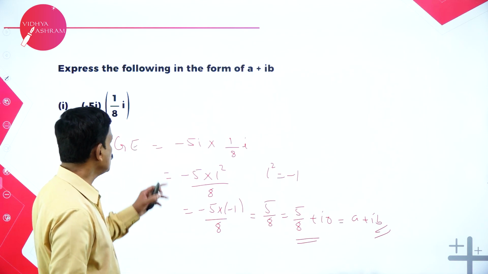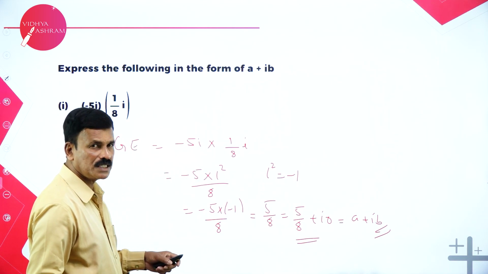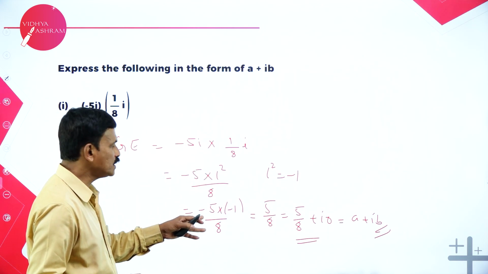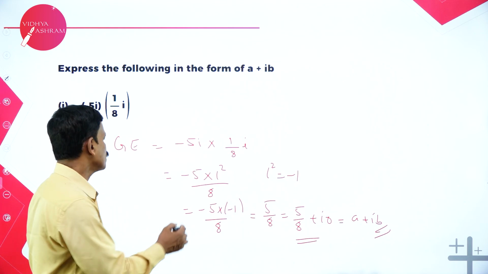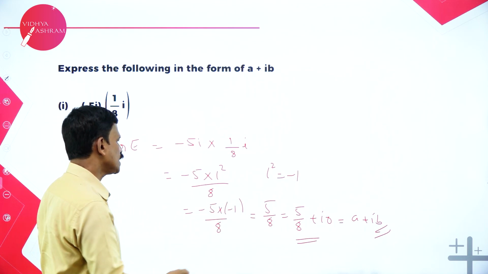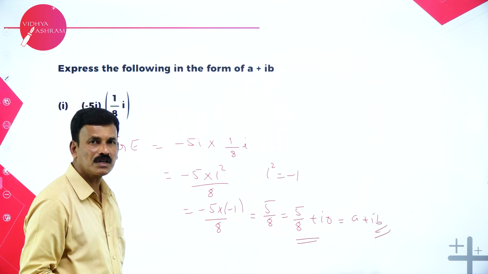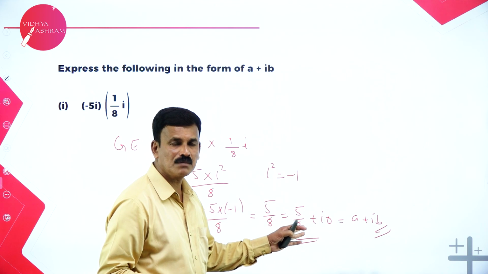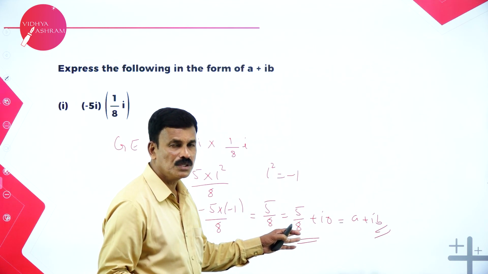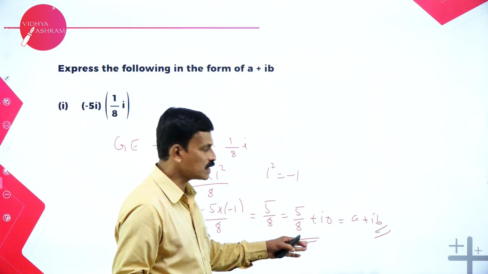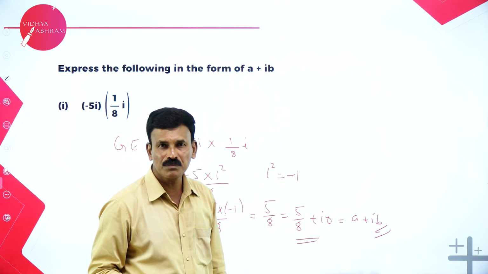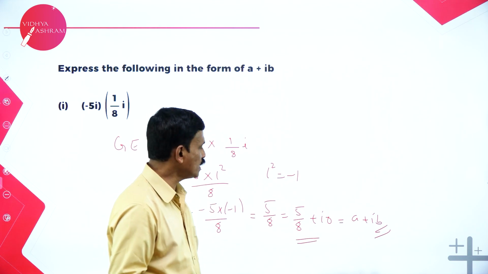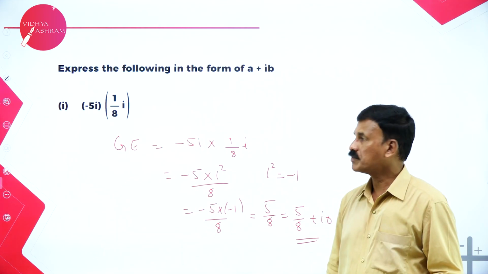See, minus 5i into 1 over 8i: minus 5 into 1 is minus 5, i into i is i square divided by 8. I square is equal to minus 1, minus into minus is plus 5 by 8. 5 by 8 can also be written as 5 by 8 plus i into 0, where 5 by 8 is a real number, the real part, and the imaginary part is 0. Therefore, this is of the form a plus i into b, where a is equal to 5 by 8 and b is equal to 0. That's it. Now, next one.